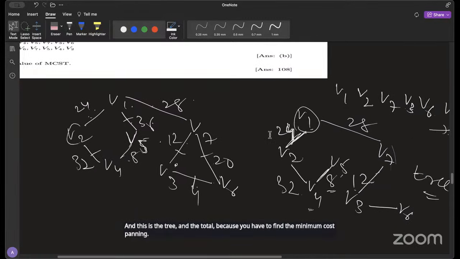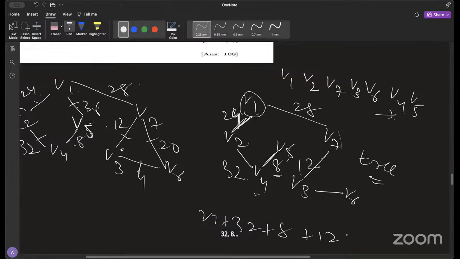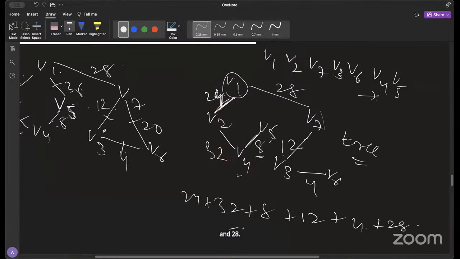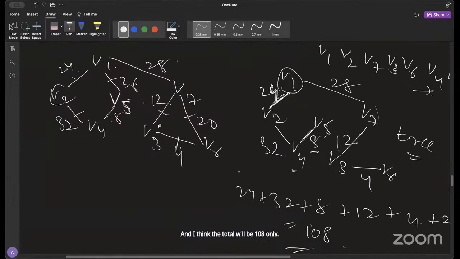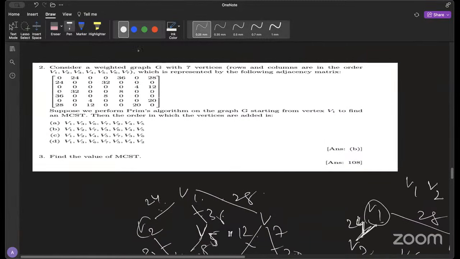And because you have to find the minimum cost spanning tree weight value, it's the sum of all of these. So it's 24, 32, 8, 12. This one is 4 and 28. And I think the total will be 108 only. That's all. If this question is clear, can we move to the next one?